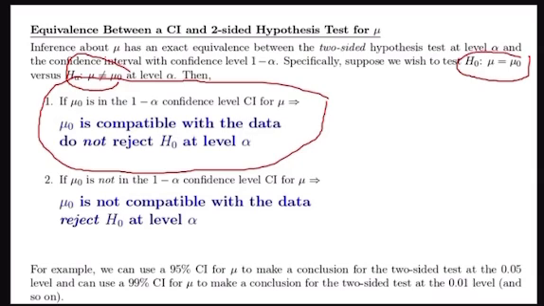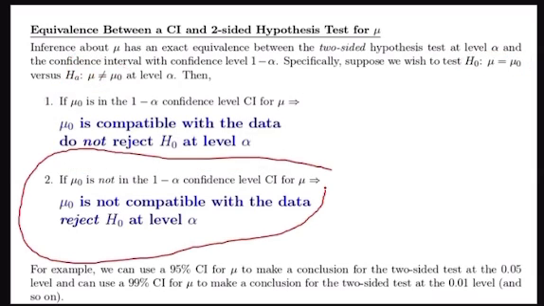Now, another beautiful scenario: if mu naught is not in the confidence interval you construct, then that means mu naught is not compatible with your data. That's a disagreement between your observation and the theory you formulate. In that situation, you reject H naught. Do you see that? Which means without conducting a hypothesis test, you can take a decision with a confidence interval. That's what it means.